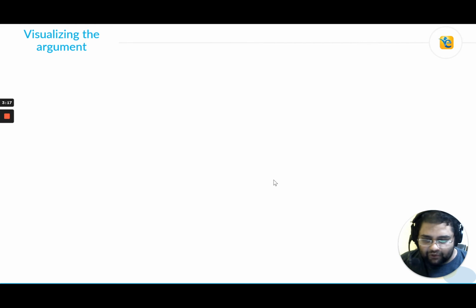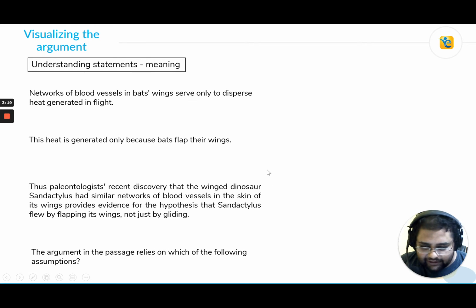Okay, so let me just bring in the sentences. The first sentence says networks of blood vessels in bats' wings serve only to disperse heat generated in flight. So the word only is again very important. It makes it very, very specific as to what's happening here.